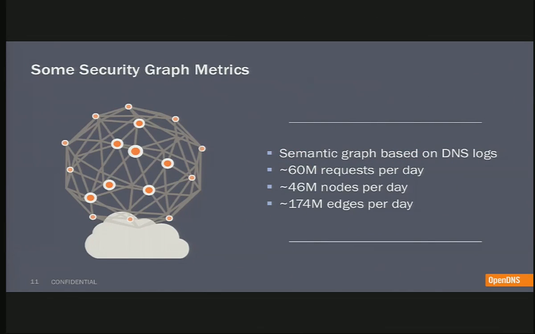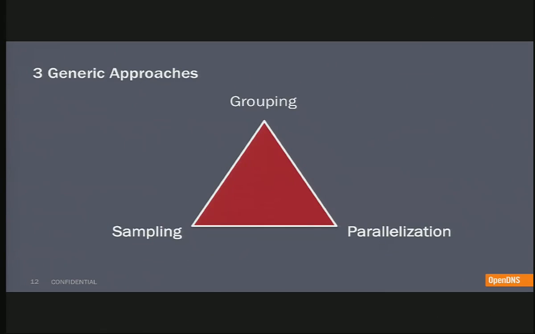Some metrics, just so you have an idea of the size of the graph we're dealing with. It's a semantic graph based on our DNS logs. We have around 60 million DNS requests per day, and after refining the information, that gives us around 46 million nodes per day. That only includes domain and IP. And after that, 174 million edges per day, and that's also domain to IP mapping. So dealing with a graph that size gives us really interesting challenges, especially in terms of data visualization.